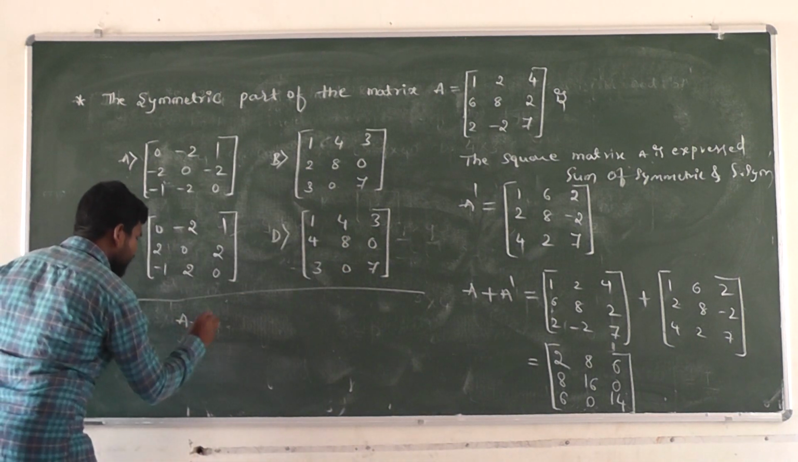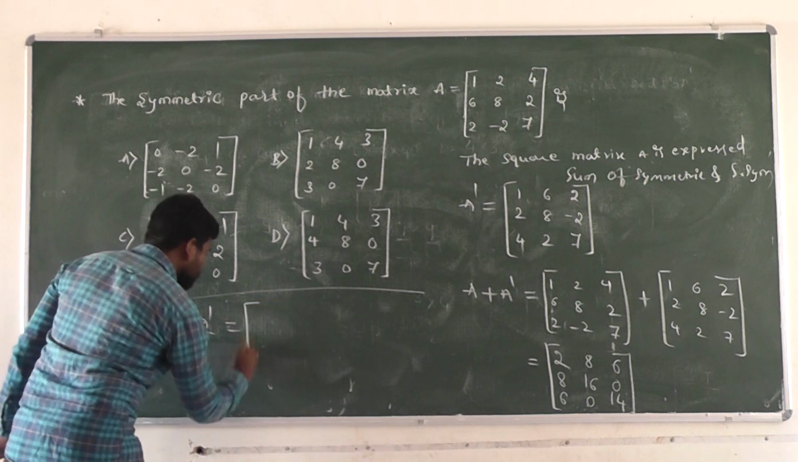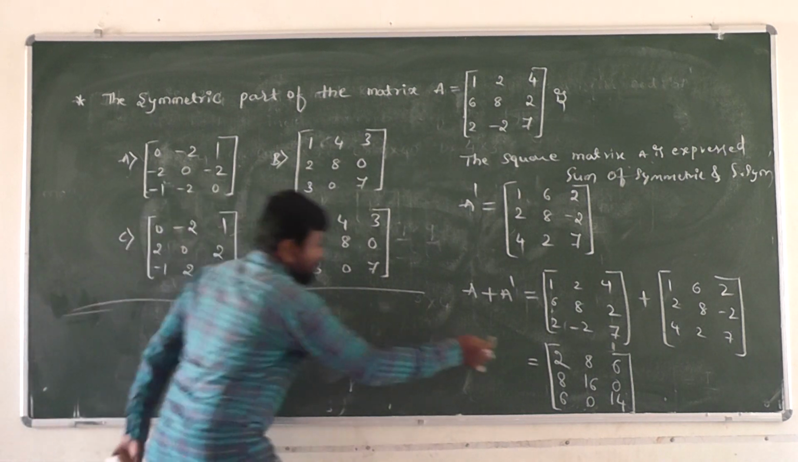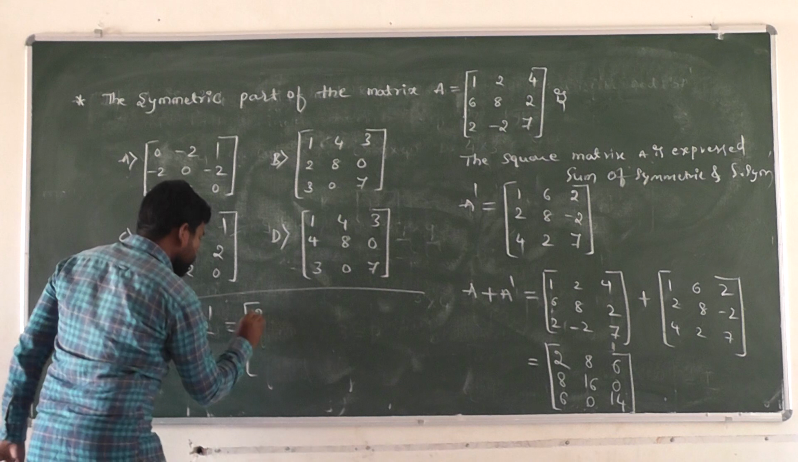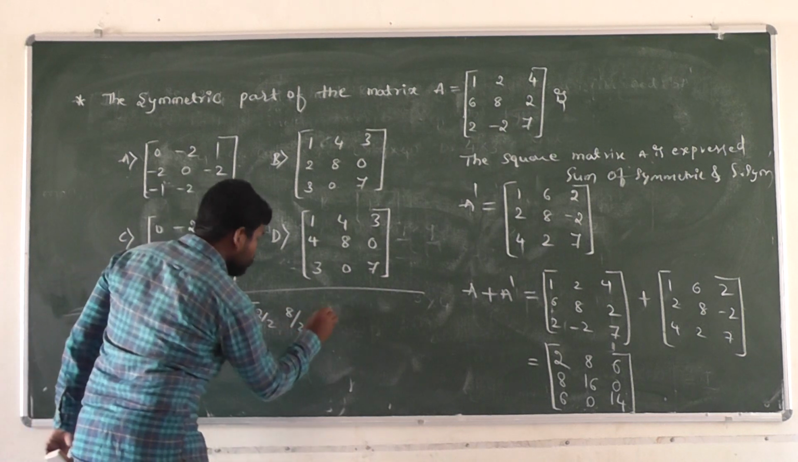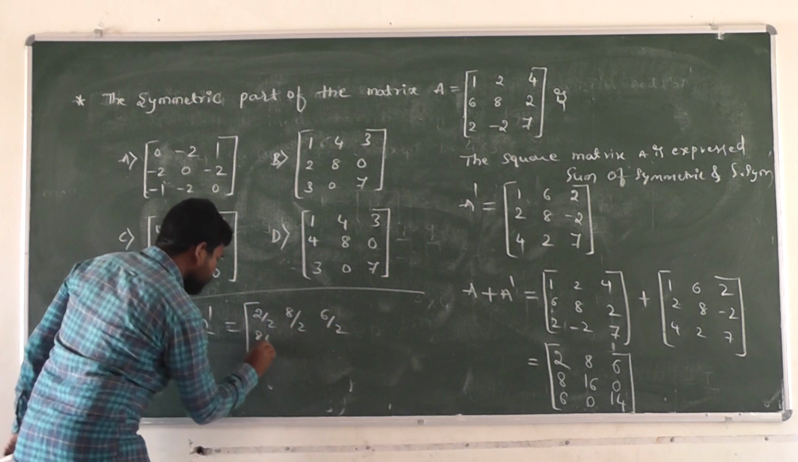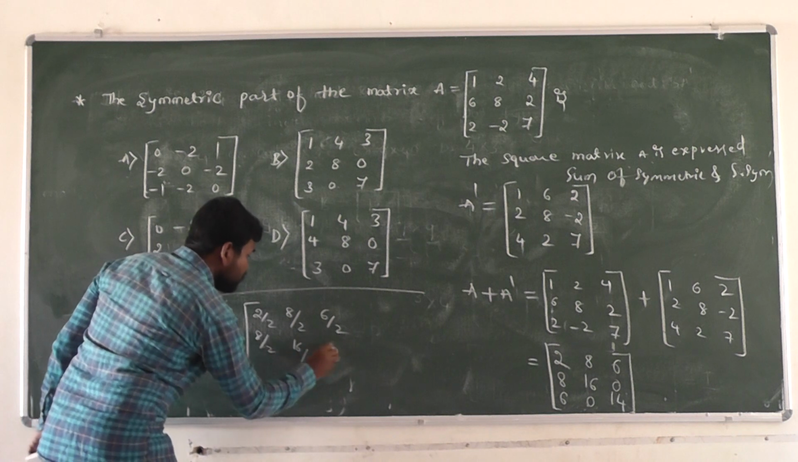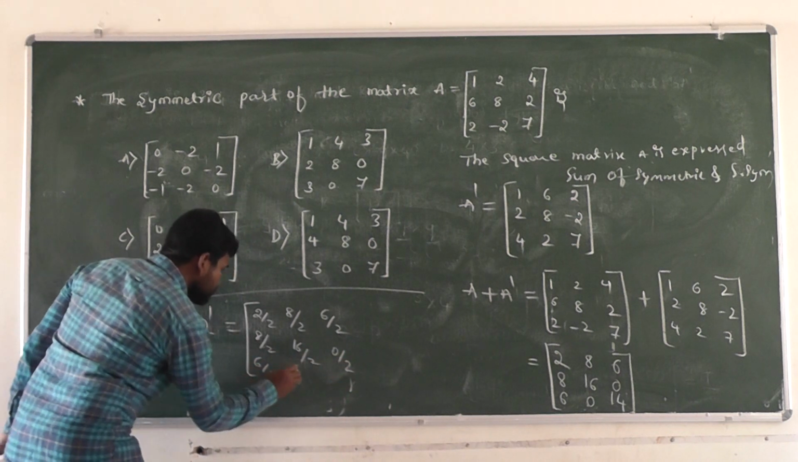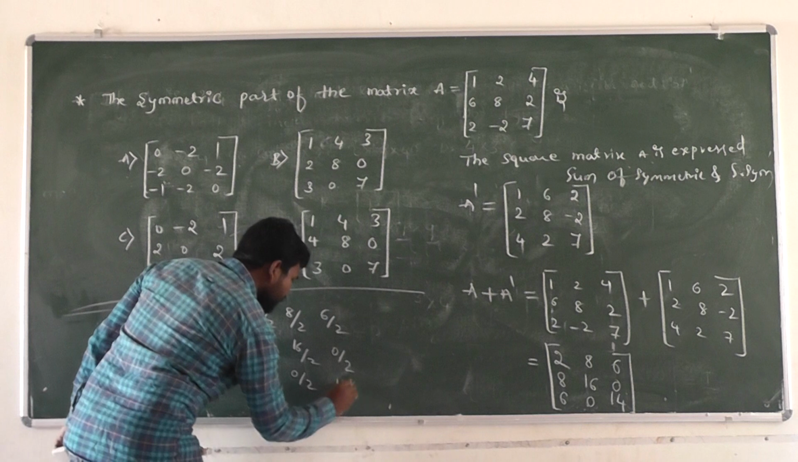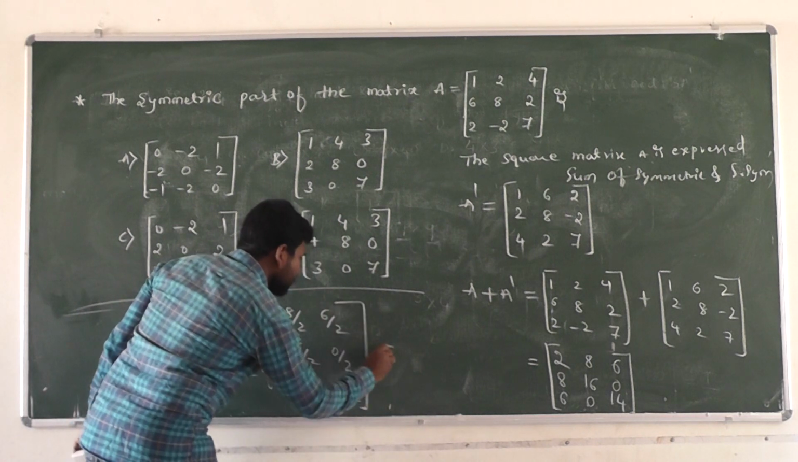A plus A transpose divided by 2. We have to divide by 2 on every element of the matrix. 2 divided by 2, 8 by 2, 6 by 2, 16 by 2, 0 by 2, 6 by 2, 0 by 2, 14 by 2. Right? Then what happens here?